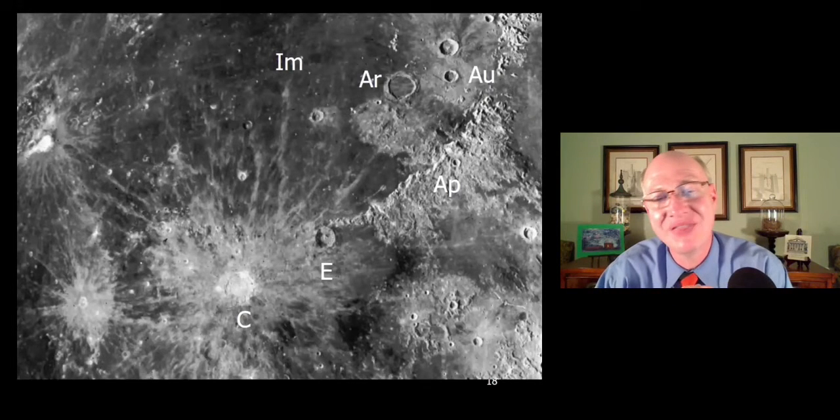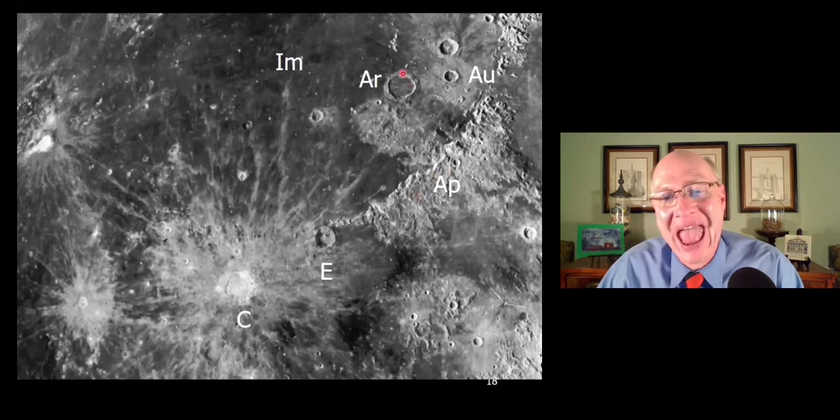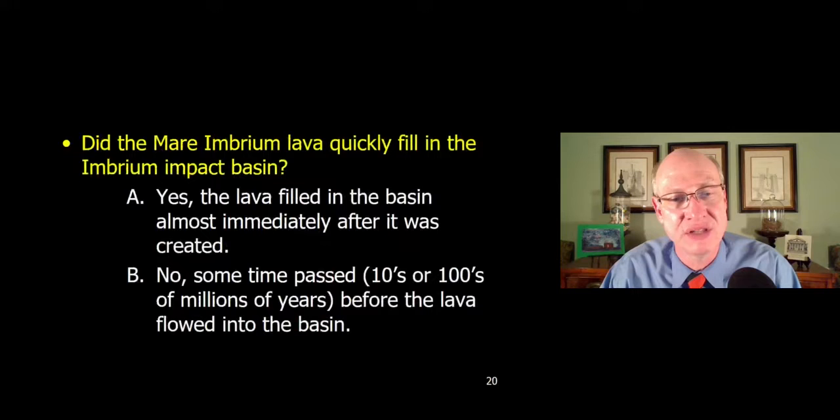All right, what do you think on this one? This one was a lot harder, but the key to understanding it is the crater Archimedes right here. Remember, Archimedes came after the Imbrium basin was created, when the Apennine Mountains were pushed up. It came after the basin creation, but before the lava flows. The thing is, Archimedes is a big crater. And big craters like this don't happen on the moon every year. They don't happen on the moon every hundreds of years. Craters like this happen on the moon once every tens of millions or hundreds of millions of years.